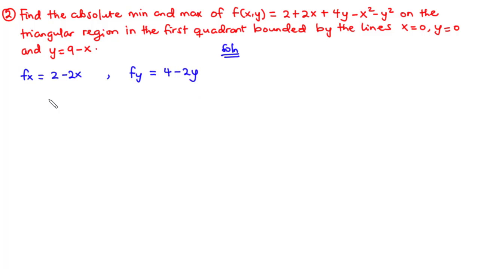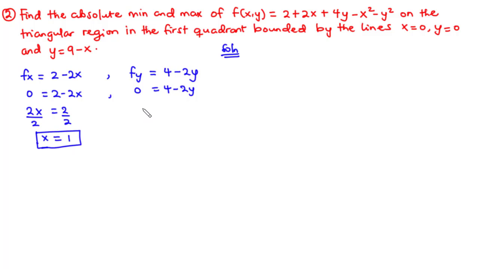Next, we are going to set each of them to 0. So we have 0 equals 2 minus 2x, and then 0 equals 4 minus 2y. Let's try to find the values of x and y. So we transpose negative 2x to the left hand side. We have 2x equals 2. We divide through by 2, and thus we have x to be equal to 1.